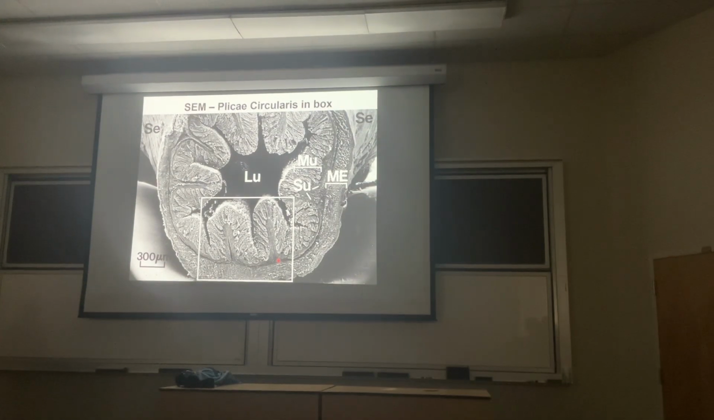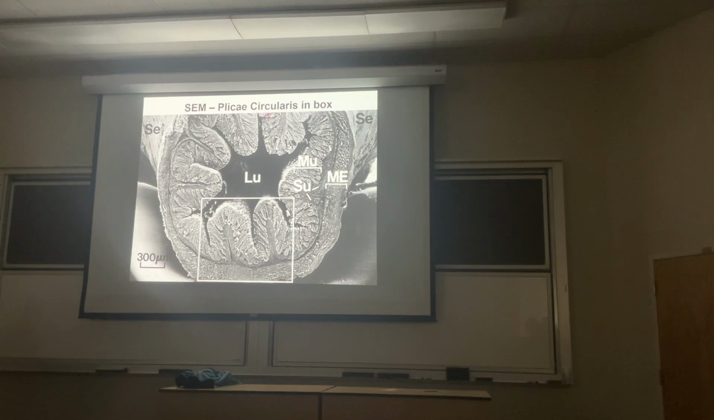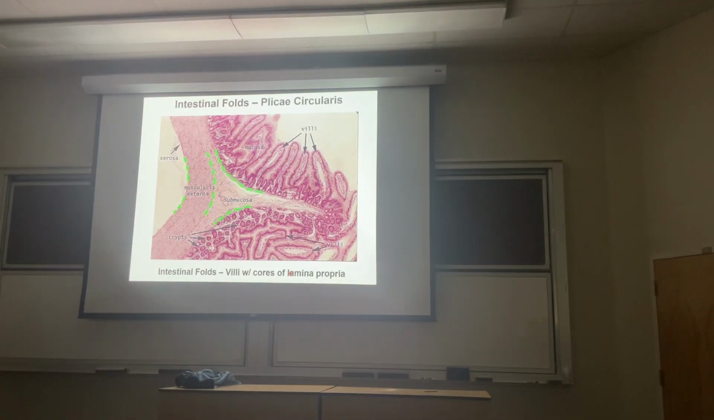This shows a scanning electron micrograph of a plicae circularis. See these foldings. Here's another folding with the submucosa coming all the way here because it's all folded in. Here's the villi. Here's the lumen out here. Here's your villi. Notice the lacteals here, here.